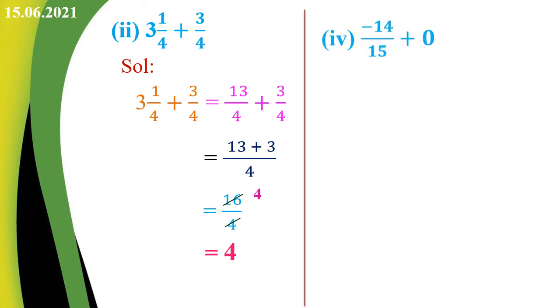Let's see the fourth problem, minus 14 by 15 plus 0. Here, we know the rule: any rational number added with 0, we get the same number only. Let us find the solution. Minus 14 by 15 plus 0, we get minus 14 by 15.